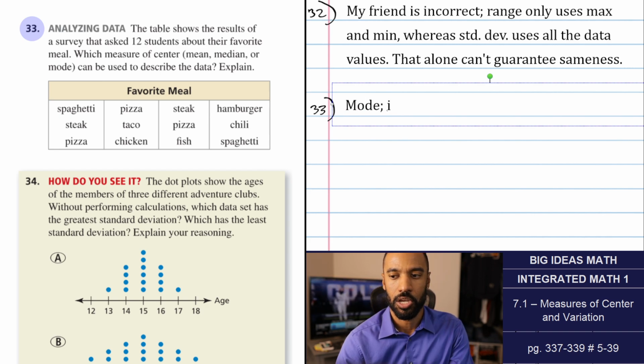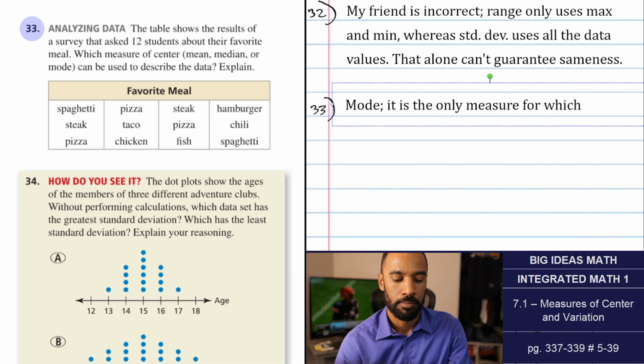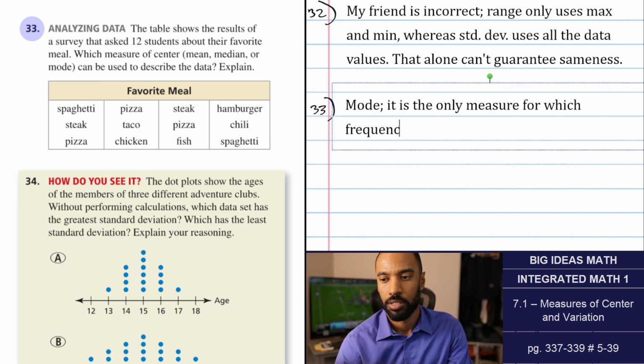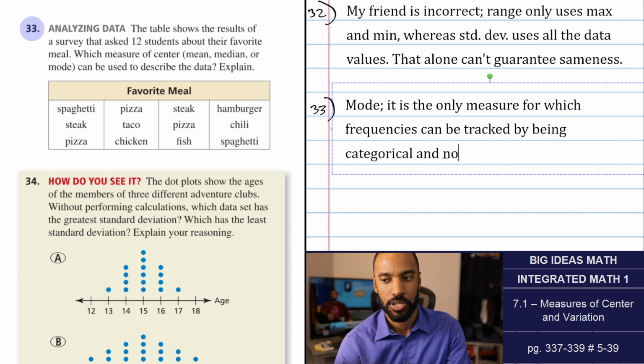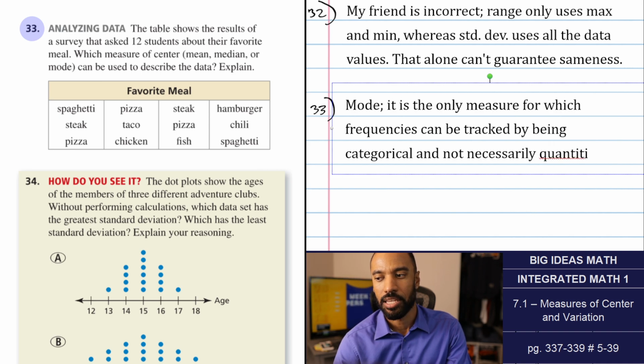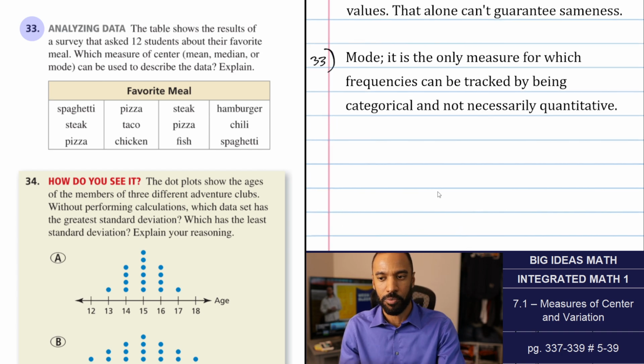Mode. It is really the only measure of center for which frequencies can be tracked, being categorical and not necessarily quantitative. I guess I didn't have to say the frequencies portion of it, but the idea is you can do it because you're tracking frequencies only.